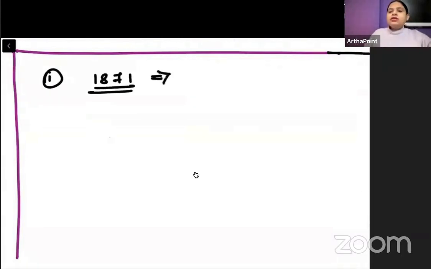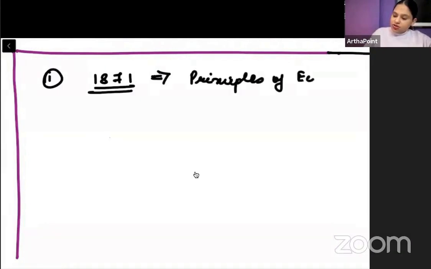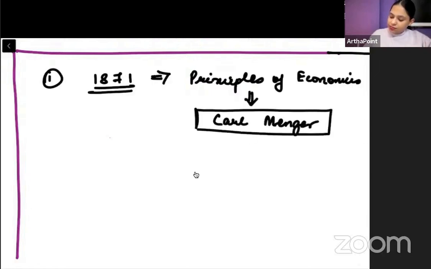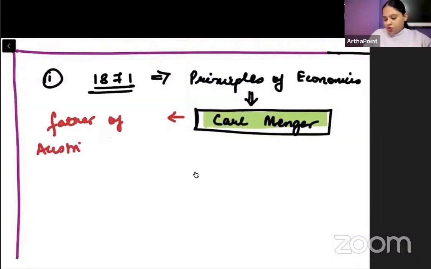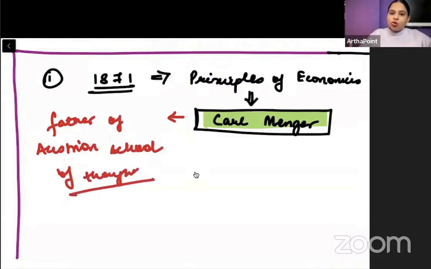And there was a book, a publication, which was called Principles of Economics, right? And this was given by Karl Menger, right? He is actually called the father of Austrian school of thought. इनको father of Austrian school भी बोला जाता है.